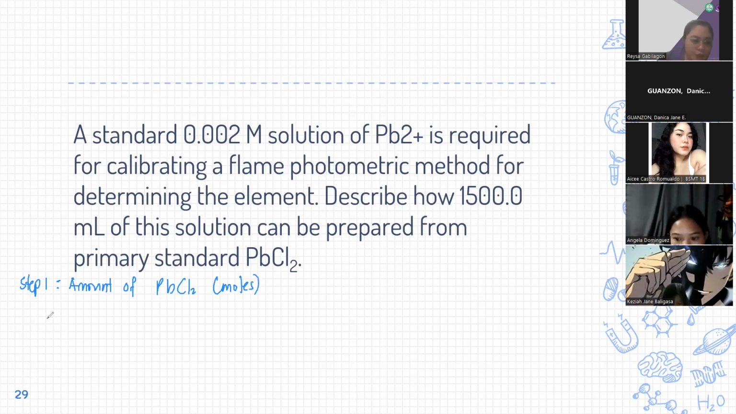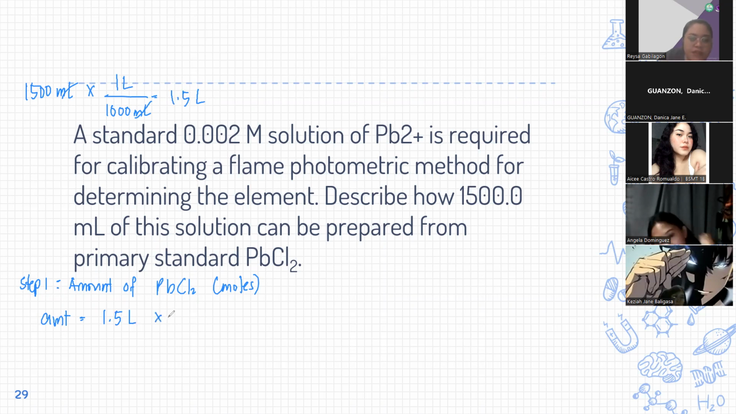Okay? So, amount in moles is equal to the liter. This is 1,500 ml. Convert muna natin. Isang litro, meron tayong 1,000 ml, so this is 1.5 liters. Okay? 1.5 liters times the molarity. Where is that? This one. 0.002. Let's just use moles per liter times our mole ratio class.